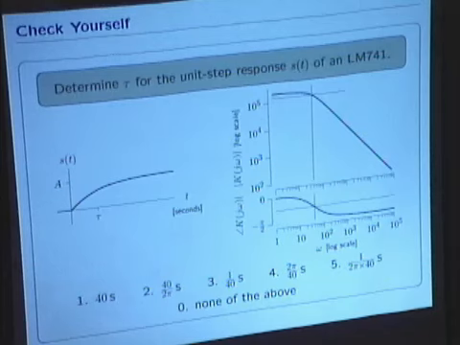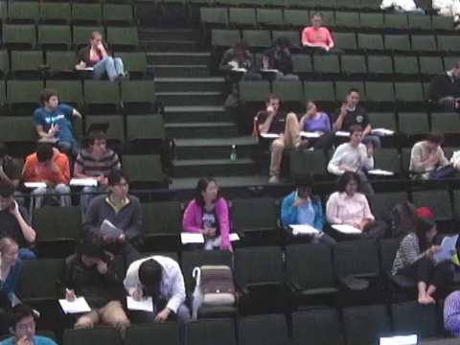OK, it's dead quiet, so I assume that means convergence. So what's the answer? What's the time constant tau of the 741? Raise your hand with a number between 1 and 5. Don't look at other people, just raise your hand. OK, I see a couple answers I don't like.